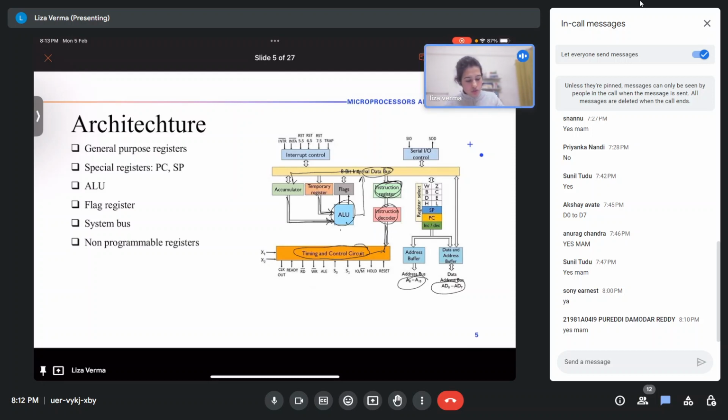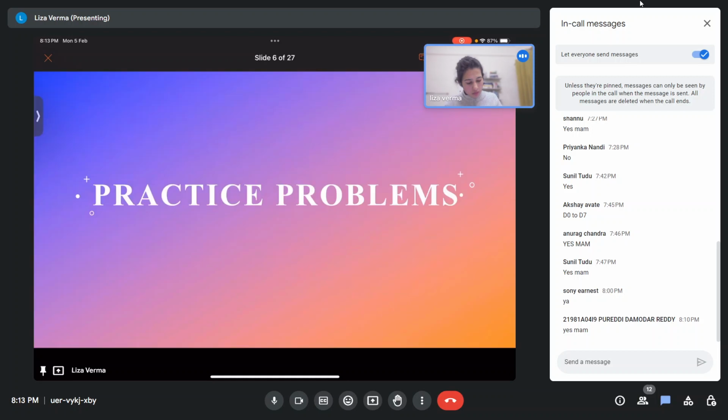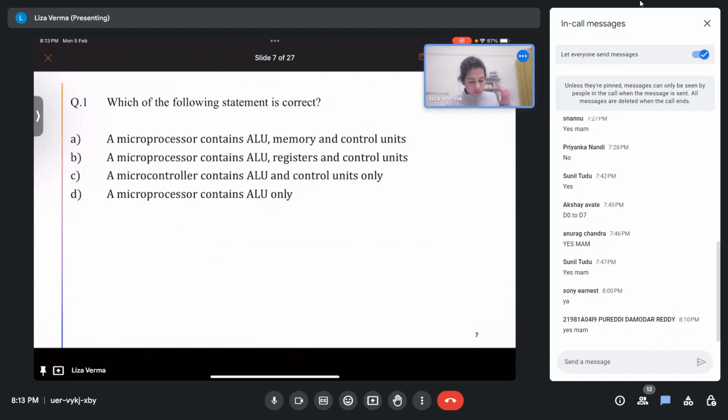So let's move on to the problems. I think the problems this week are pretty easy. You just need to know how a microprocessor works and what the functions of the different units in the microprocessor are. So I would like you all to write your answers in the chat and we can see if they are correct, right?